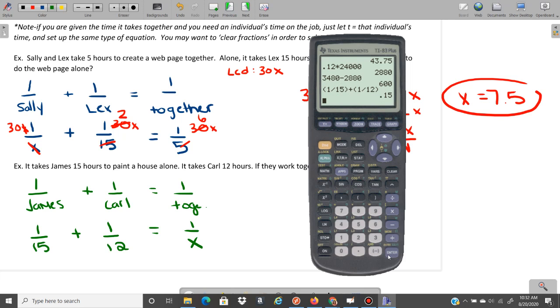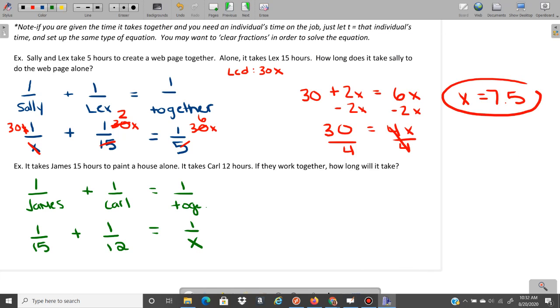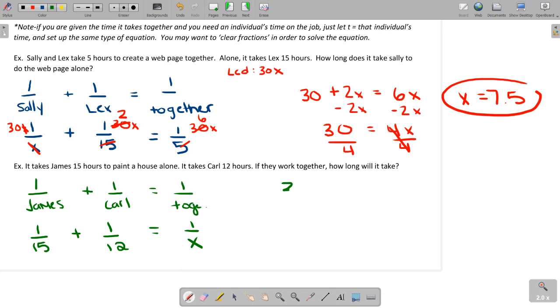You're going to get 0.15, but let's say we want to keep that as a fraction. You're going to go to this button here. This is math, and then that's convert to a fraction. So enter, enter. You're going to get 3 over 20. So we're going to add those together, and that gives us 3 over 20 equals 1 over x, and then cross multiply.